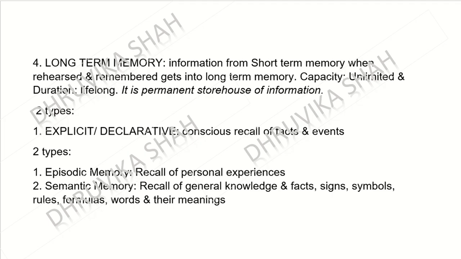Again, there are 2 types in declarative memory: episodic memory, which is about our personal experiences, and semantic memory, which is general facts, signs, symbols, rules, formulas, words and their meanings, and that's how the list goes on.